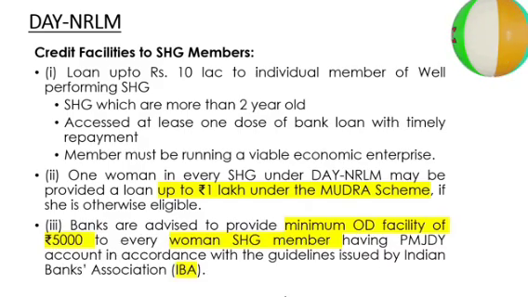Banks are advised to provide minimum OD facility of rupees 5,000 to every women SHG member under PMJDY. That 5,000 rupees OD under Pradhan Mantri Jan Dhan Yojana should be provided to every women SHG member.